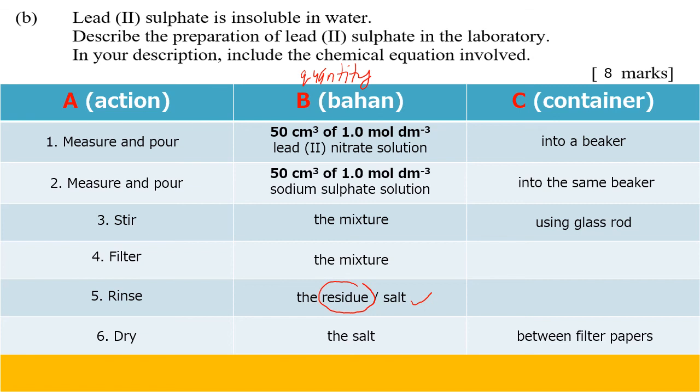So, kita dah lengkapkan prosedurnya menggunakan teknik A, B, C. Apa lagi yang kita tak lengkap ni? Okay, in your description, include the chemical equation. So, please remember when you write the chemical equation, kita mesti balance the equation. Okay, that will give you 2 marks. So, altogether 8 marks. Okay.